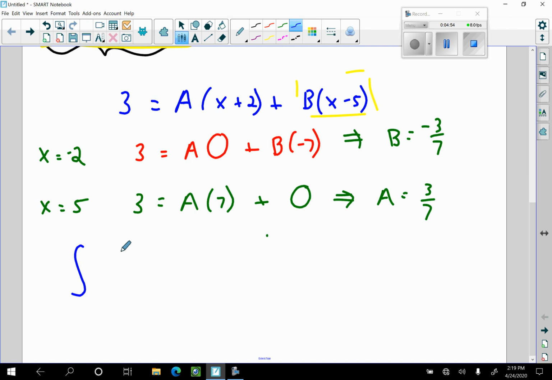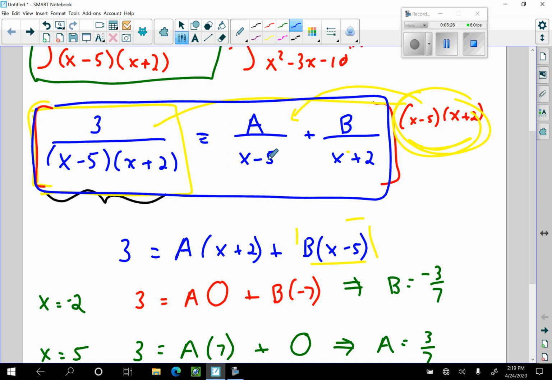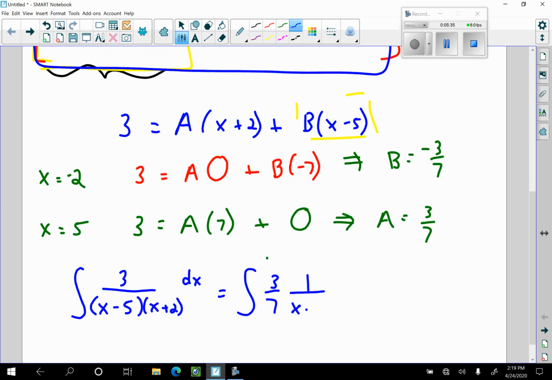So therefore, this is the same as this. A, which is 3/7, times, I'm going to go back up to my original equation, 1 over x minus 5. So 3/7 times 1 over x minus 5, and then minus 3/7 times 1 over x plus 2. And I'm integrating that. And that is true because we just found by partial fraction decomposition that this single quotient is equal to this fraction minus this fraction.